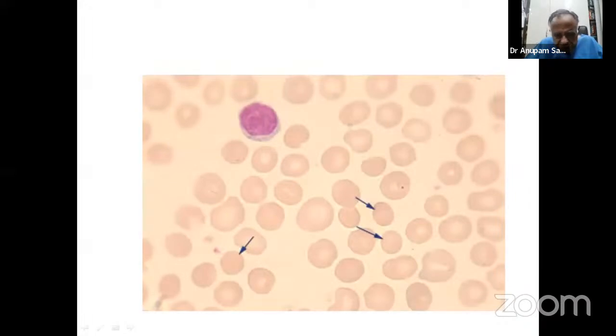And this is how the peripheral smear looked like. The RBCs do not have any central pallor, and they are smaller than the small lymphocyte. Retic count is 9%, and the patient has a hemolytic anemia.